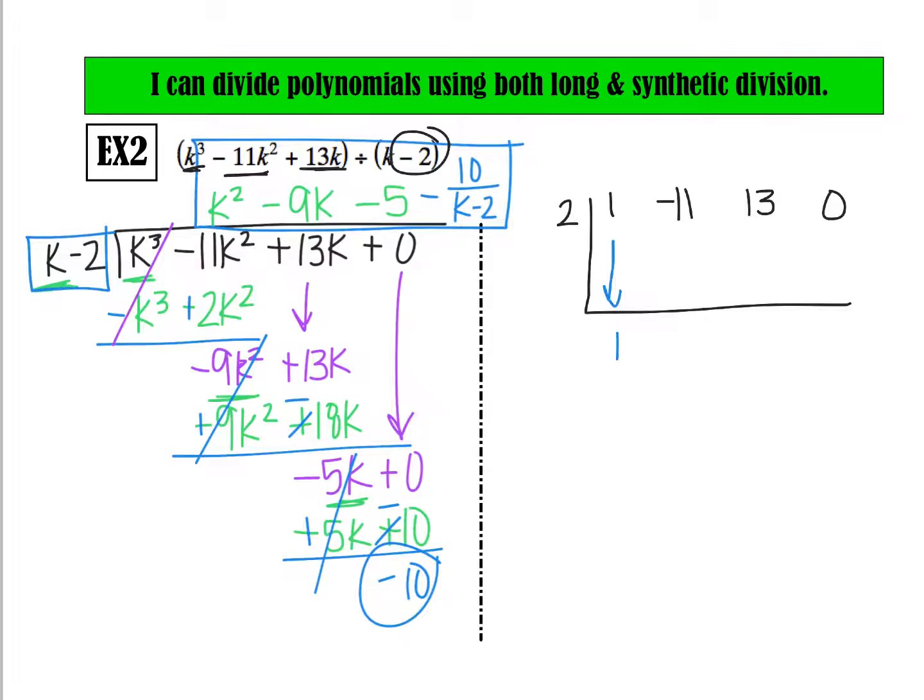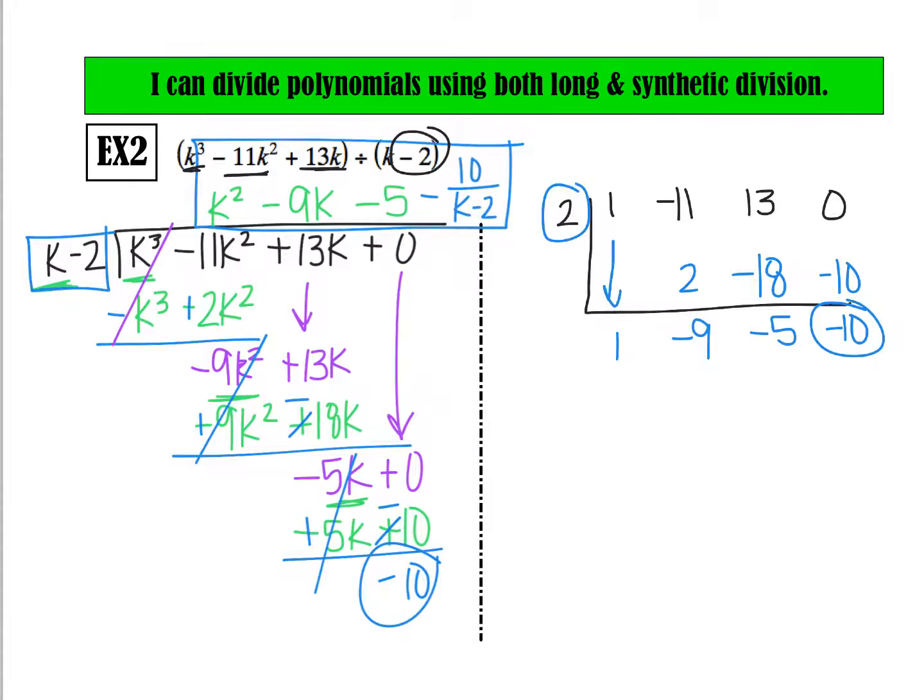2 times 1 is 2. Combine, negative 11 plus 2 is negative 9. And remember, we're just combining, we're not subtracting because we already did the opposite. And then 2 times negative 9 is negative 18. Combine, I get negative 5. And then 2 times negative 5 is negative 10. Combine, I get negative 10. And remember, that's always my remainder.